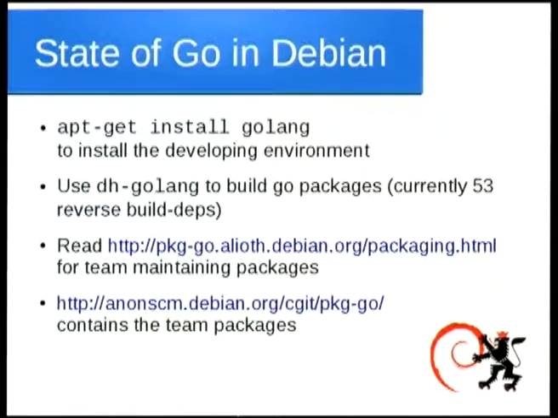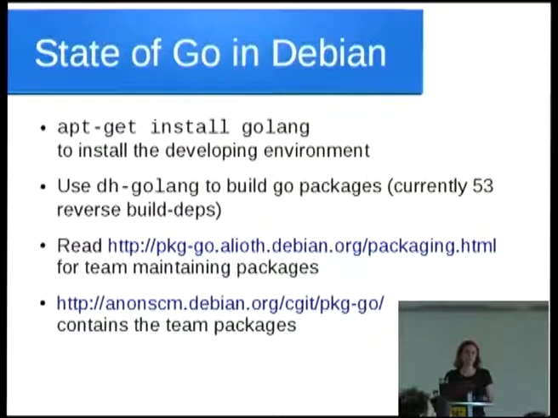Okay, so the state of Go in Debian. You can apt-get install golang, and you have the whole development environment installed. You will have this go build command that I've been using and all the libraries. To build Go packages, there's dh-golang. These stats are from May. There are probably more reverse build dependencies by now, but I compiled a number in May, and there were 53 reverse build dependencies from dh-golang. So there are 53 packages that are using dh-golang to build.